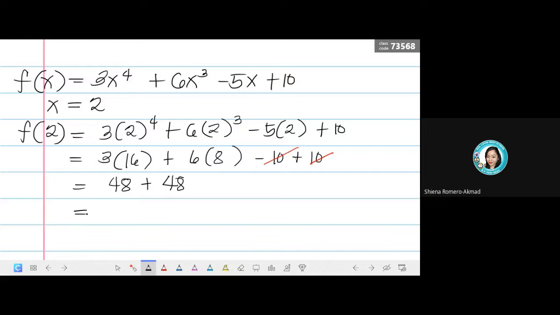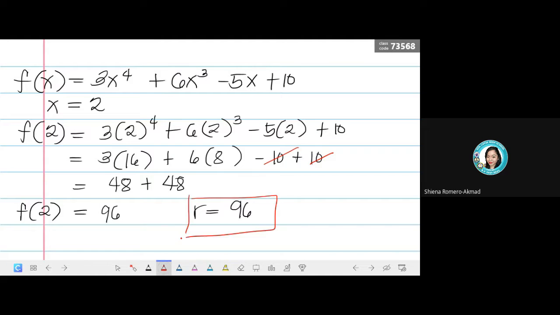So, what is their sum? Kaya pala sabi yung mga classmates nyo, 48 po, 48. So, their sum is, yes, Diego? Tagal sumagot ni Diego eh. Ang sagot ngayon ay 96. Ibig sabihin, the remainder is 96.